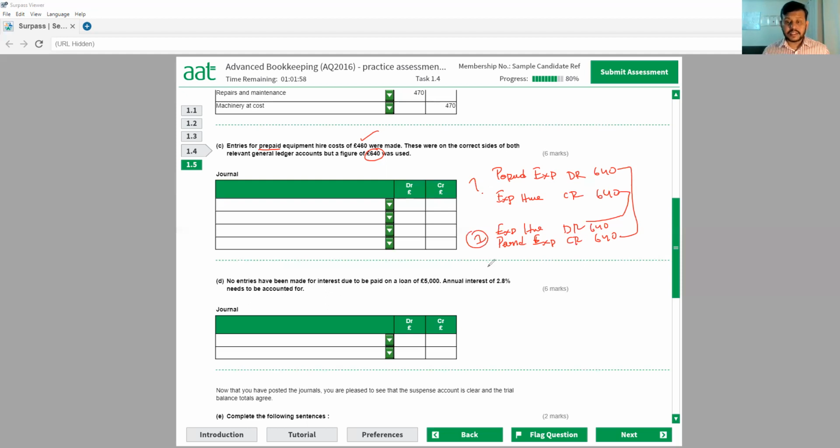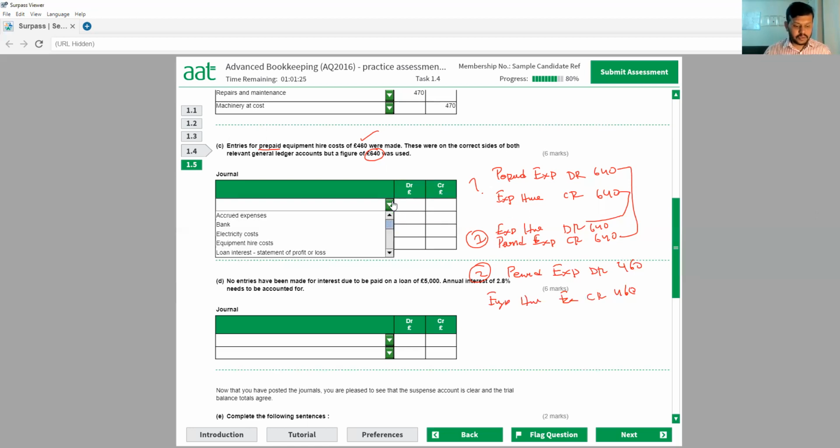Now we'll do the second journal for the correct one. So the correct one will be prepaid expense debit. This time I'm going to write 460, and equipment hire expense, that is credit, 460. So we need two journals for that. One to remove the old mistake, another one to record the correct one. So let's do that.